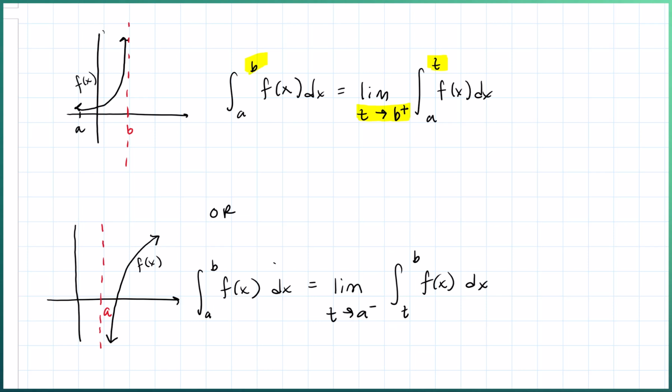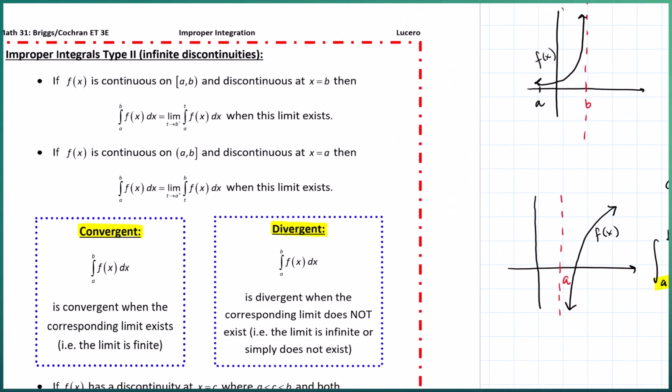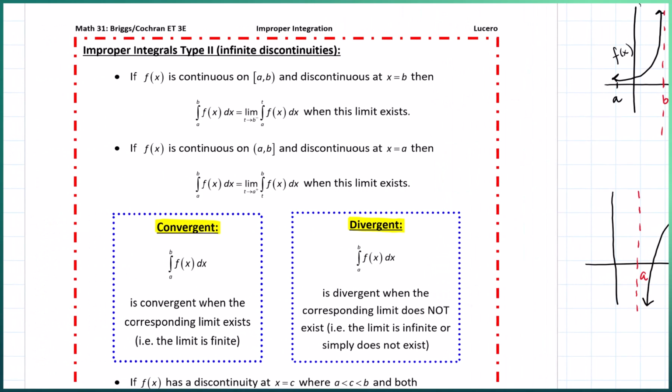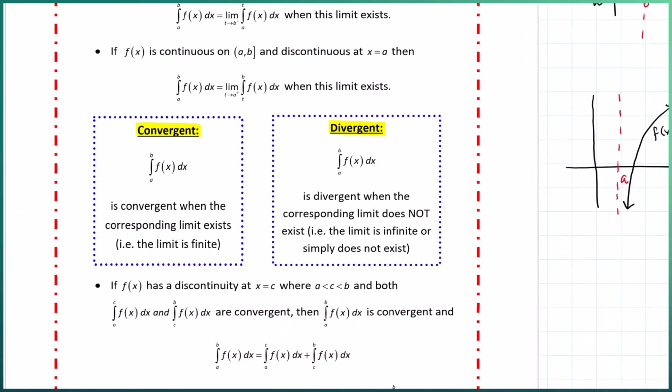On the other hand, let's suppose that we had an infinite discontinuity at x equals a, but we wanted to integrate our function from a to b. Then we'll replace that lower bound with t, take the limit as t is approaching a from the left, and integrate. We'll do our process of integration, and then we will simply take the limit and see if that limit exists. If the limit exists, we say the integral is convergent. If it does not, we say it is divergent.